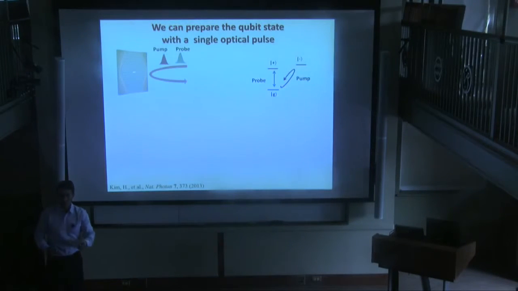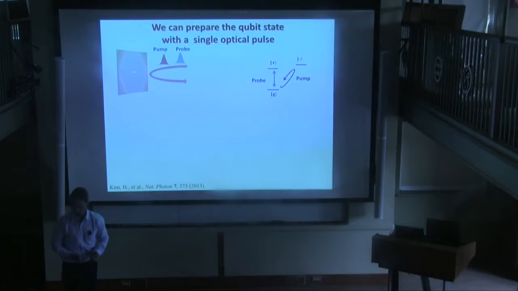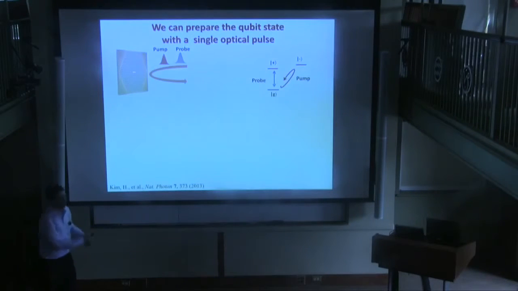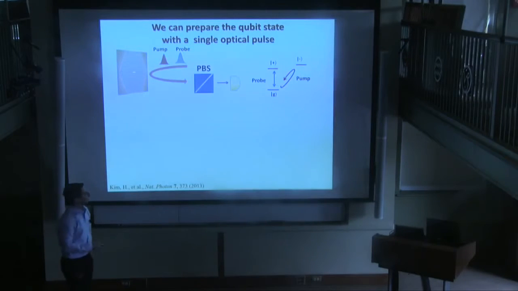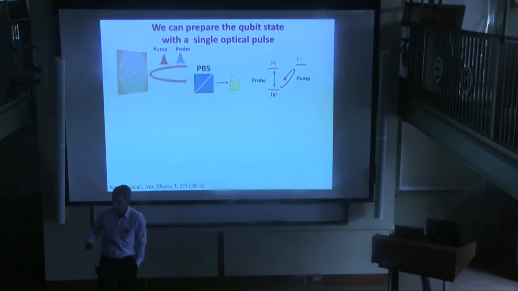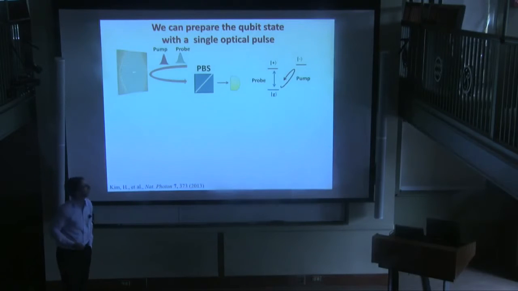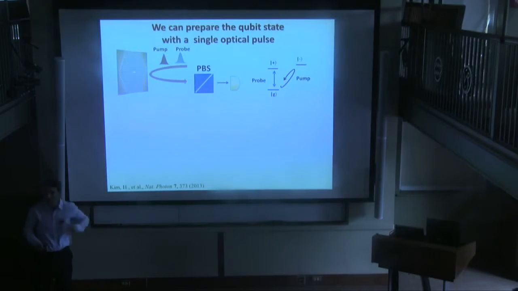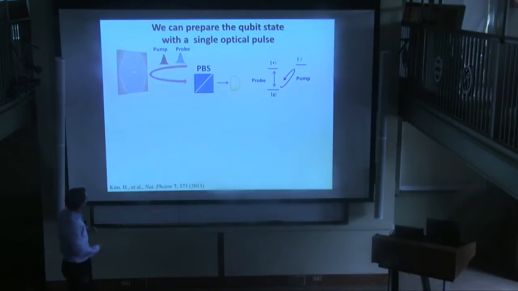In order to implement this gate, we have to do everything with fast pulses because we need to do it fast compared to the decoherence time of our qubit system. So we can fortunately prepare the qubit state with one short picosecond optical pulse into any superposition of its two qubit states, and then we can probe the system with a second probe and just look at whether it transmits through a polarizing beam splitter, and that will tell us whether the photon incurred any polarization rotation.